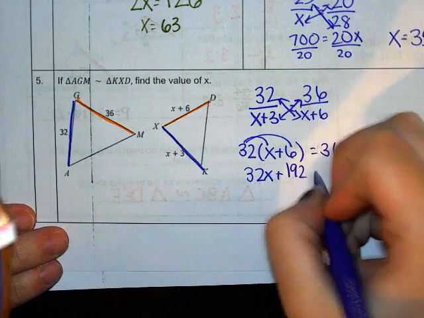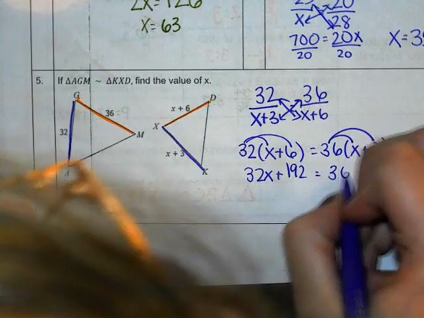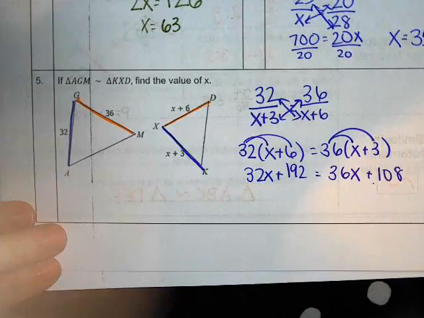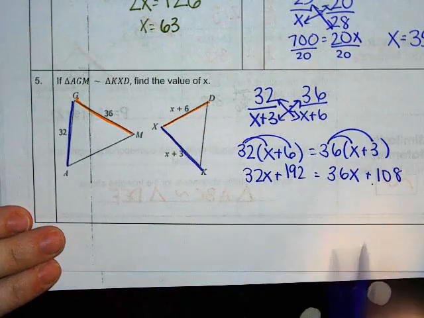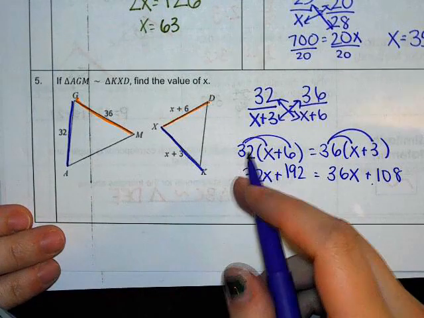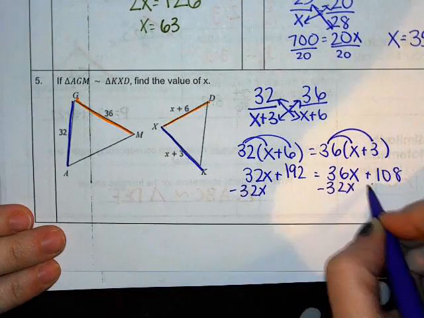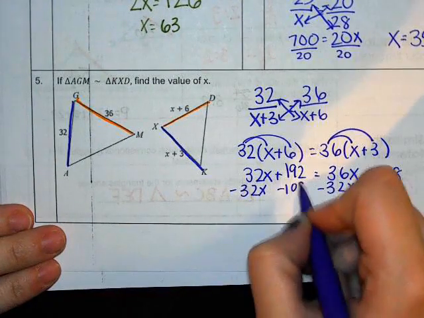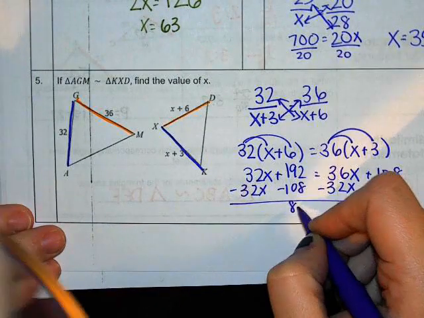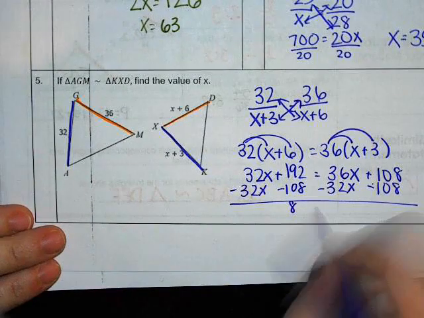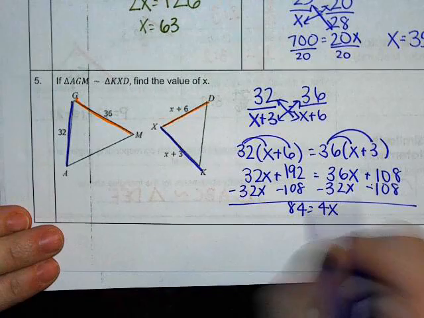So on my other side, I'm going to multiply the 36 through, so that gives me 36x plus 108. Now to get x by itself, I'm going to move the smaller coefficient, which would be 32. So I'm going to subtract the 32x. Then to get x by itself, I'm going to subtract the 108. That should give me 84 is equal to 4x. To get x by itself, I'm going to divide by the coefficient. So x should equal 21.